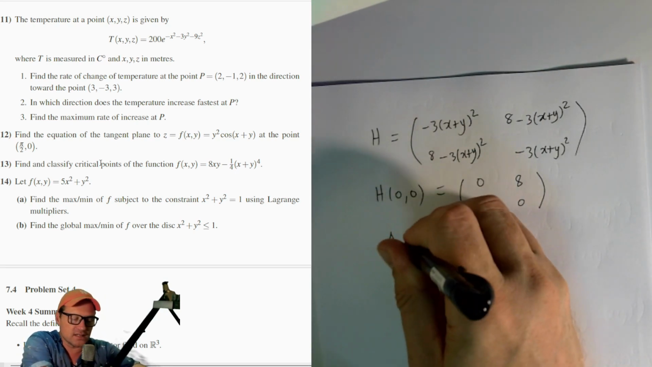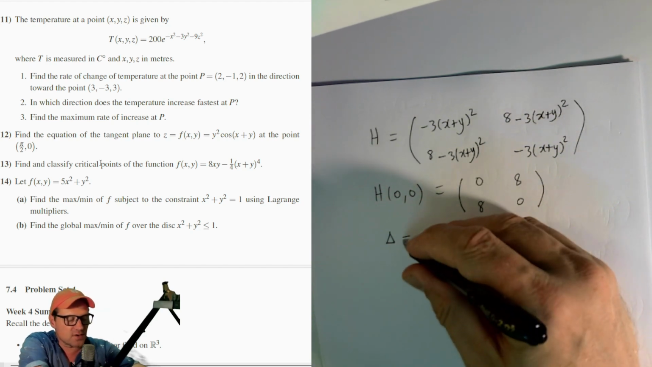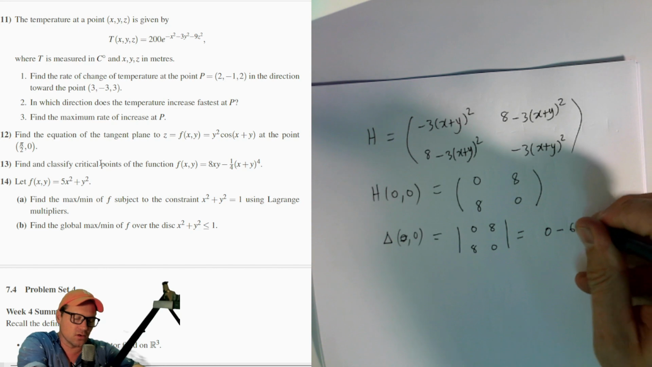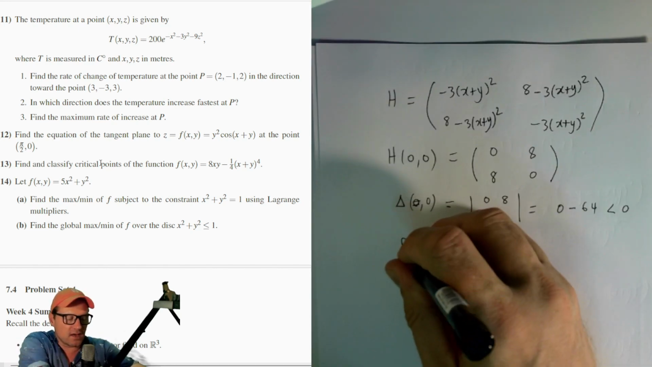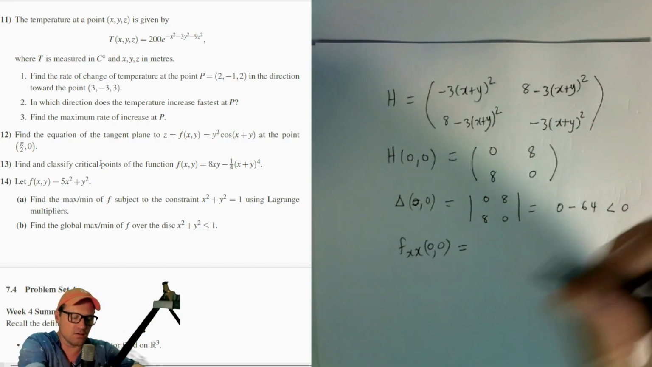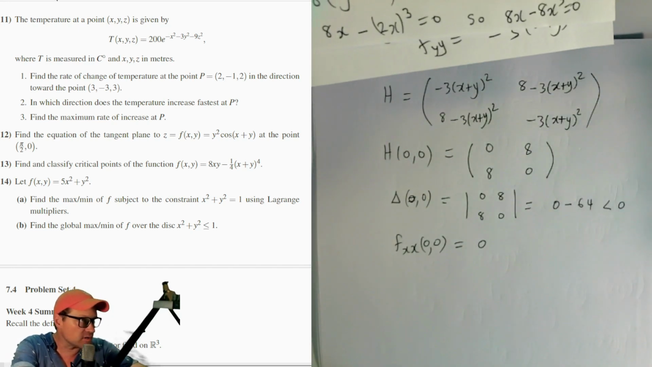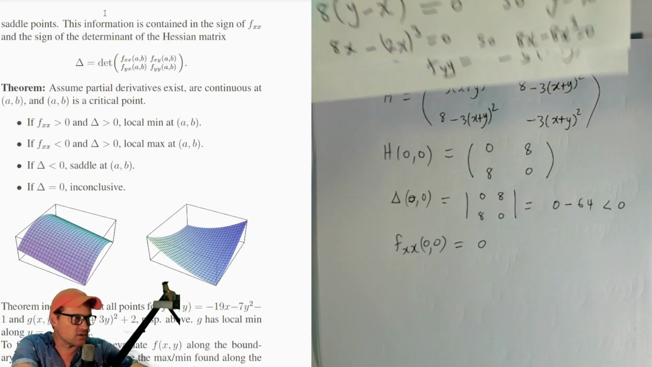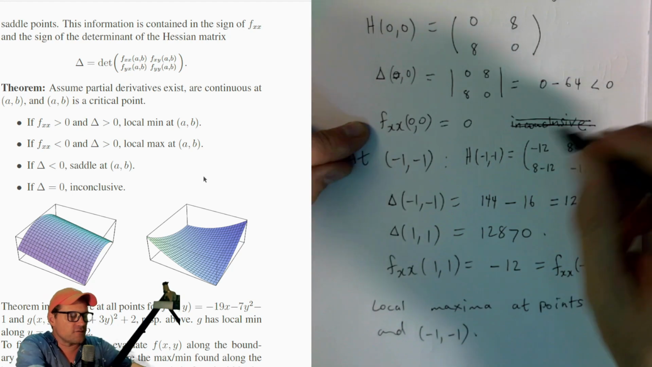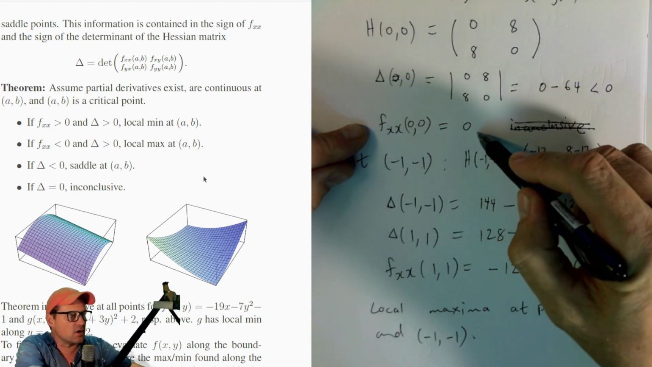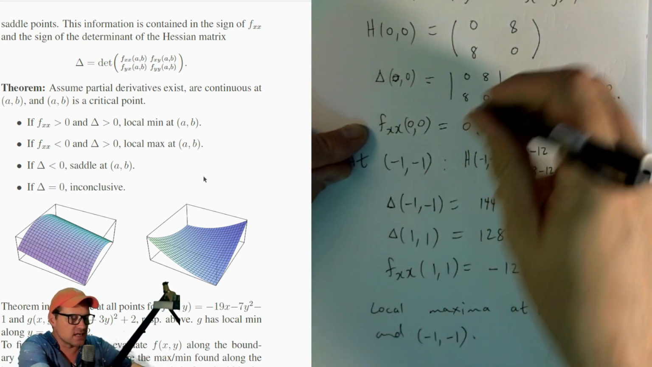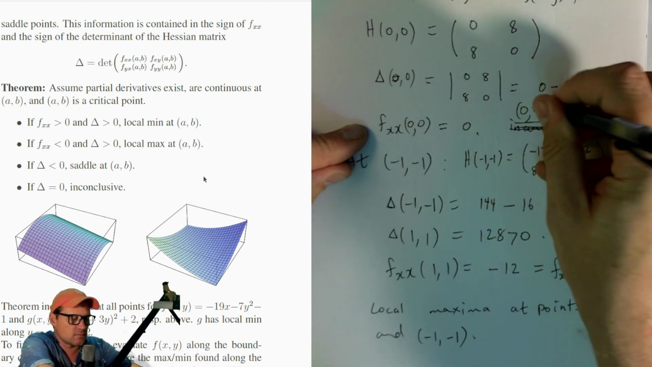Okay, and so delta is the determinant of our Hessian. But let's write delta at (0, 0). And so we have 0 minus 8 times 8, which is 64, and that is negative. So fxx at (0, 0) is equal to, right here, just 0. And so now we should be able to classify the critical point (0, 0). So let's have a look according to this theorem right here. fxx at (0, 0) is 0, but delta at (0, 0) is negative. So our third item there says that (0, 0) is a saddle.